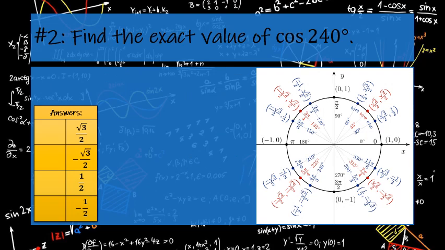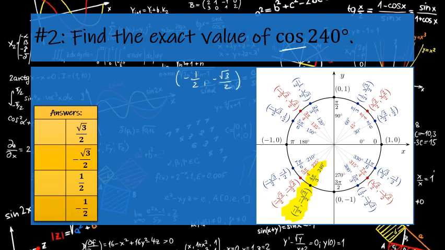Find the exact value of the cosine of 240 degrees. So there's two ways to do this problem. One of them is the easy way if you have a unit circle. So if you have a unit circle and 240 degrees is on it, just find 240 degrees on your unit circle, and we will write down the coordinate points of that angle. So the coordinate points for 240 degrees is -1/2, negative root 3 over 2.